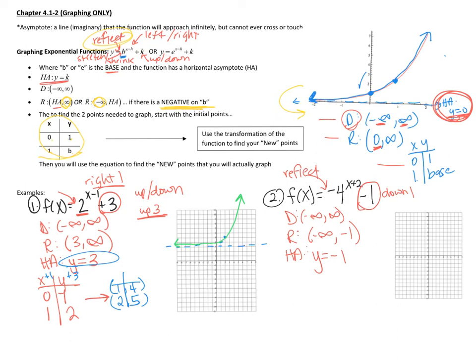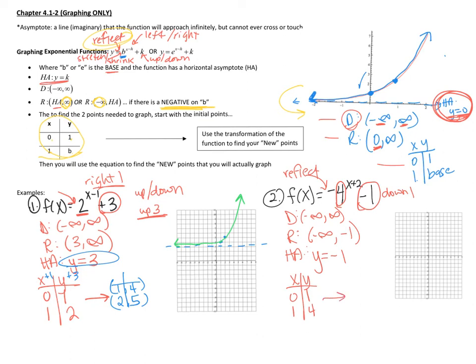Okay, so I need to come up with my table of values. I start off with 0, 1, and 1 for the base. Now the base is just the 4. A common mistake people will make is they'll accidentally put the negative. We'll deal with that here in a minute. So once I've got my original points, now we want to transform them.